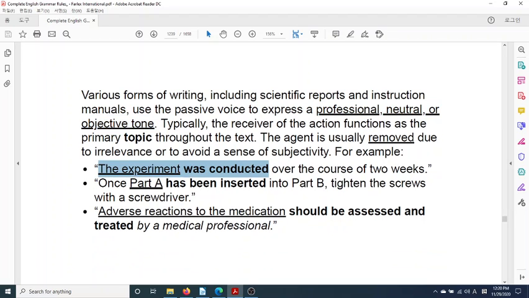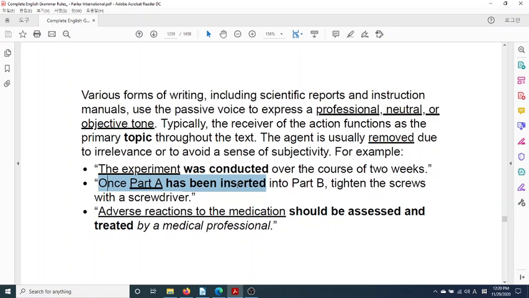The experiment was conducted over the course of 2 weeks, right? Here, they're not saying who did the experiment. And again, it might not be important, right? Especially if it's already been mentioned, right? Who's doing all the researching.